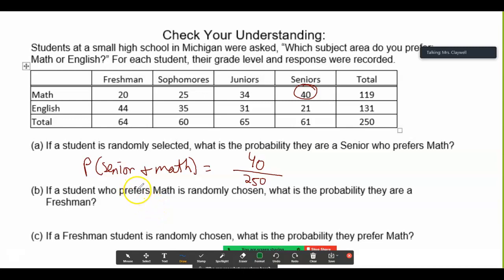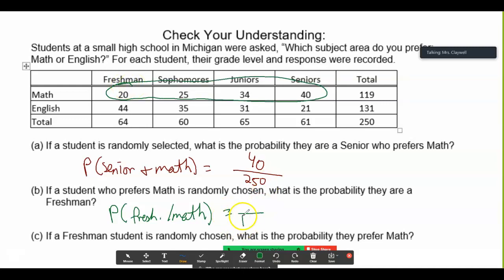If a student who prefers math is selected, what is the probability they are a freshman? So this is a given. It is given that they like math. So I'm only looking at my math students and I want to know if they're freshmen. So of all the math, there is a total of 119 math. How many are freshmen? 20 are freshmen.